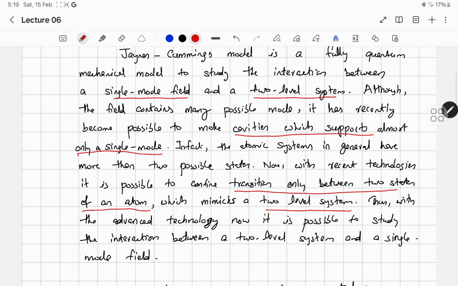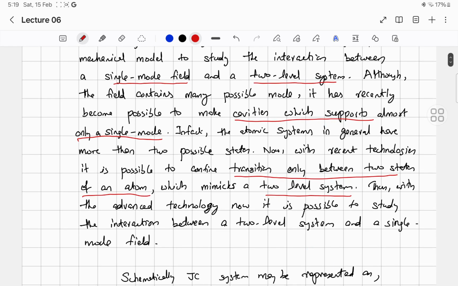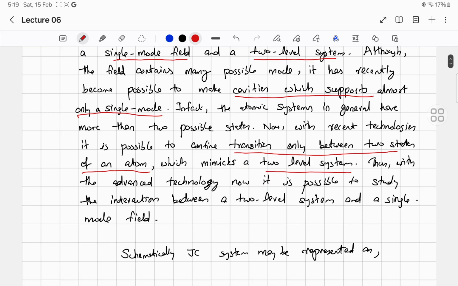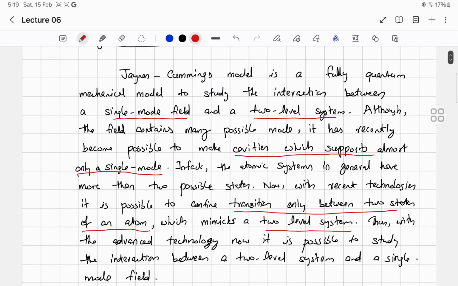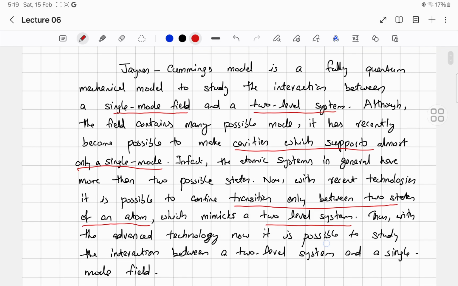So basically what we are going to study is the interaction between a single mode field and this two-level system. With advanced technology it is now possible to study this interaction, and the simple model describing the interaction between a two-level system and a single mode field is called the Jaynes-Cummings model.